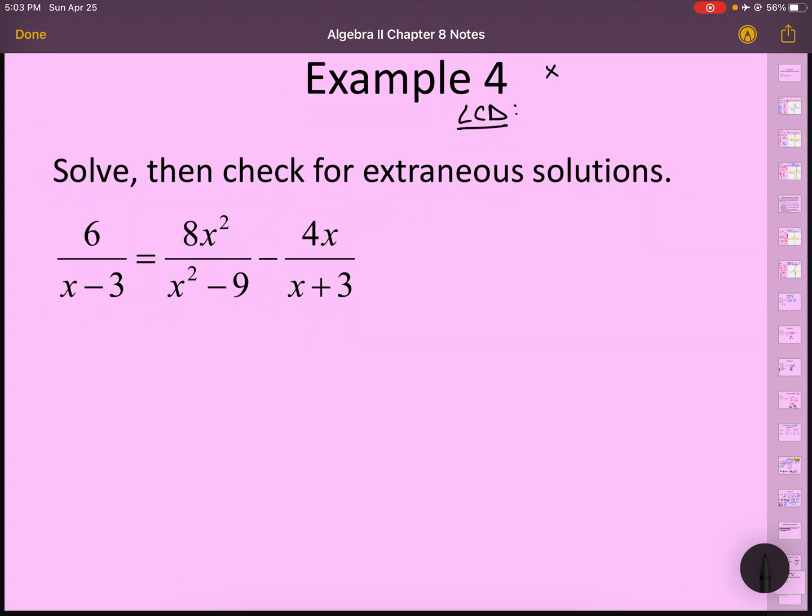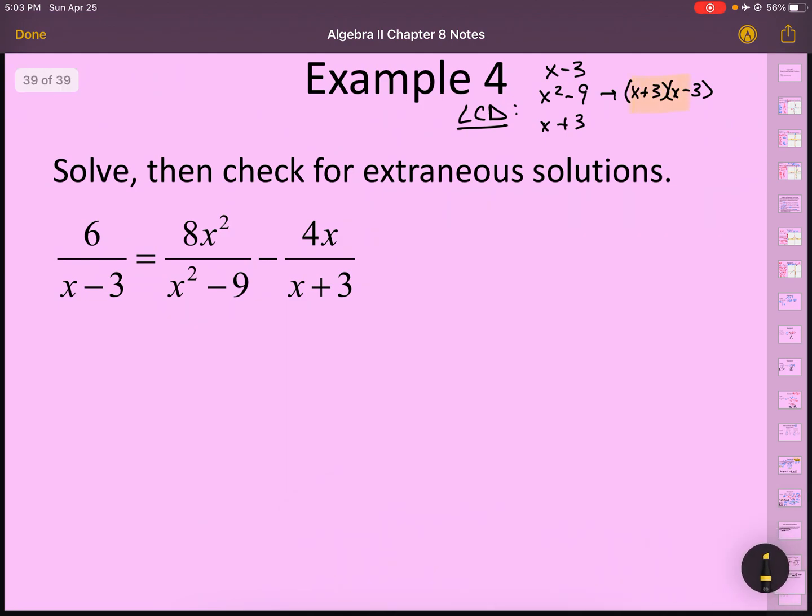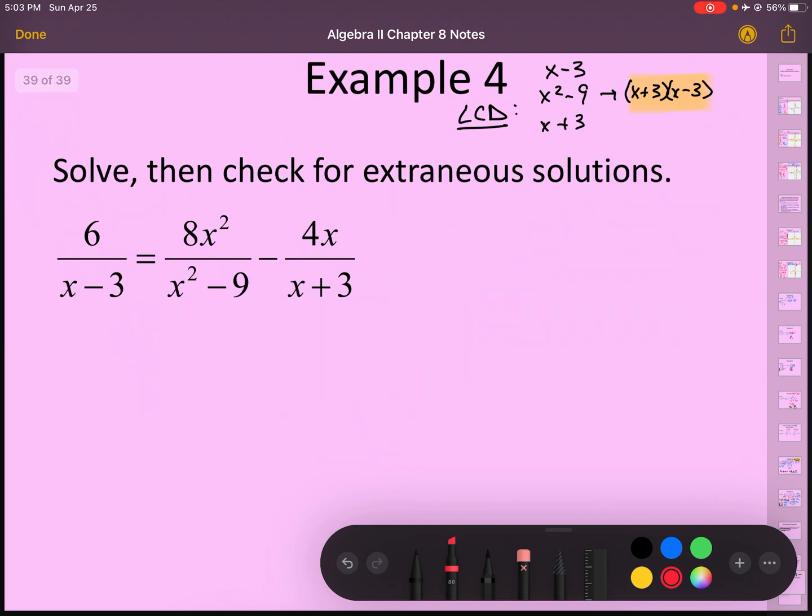So I have denominators of x minus 3, x squared minus 9, and x plus 3. But this one is a difference of squares. The x squared minus 9 is really x plus 3, x minus 3 factored out. And when we compare these all, the most amount of times is x plus 3, x minus 3, so that's what's going to be multiplied on both sides.